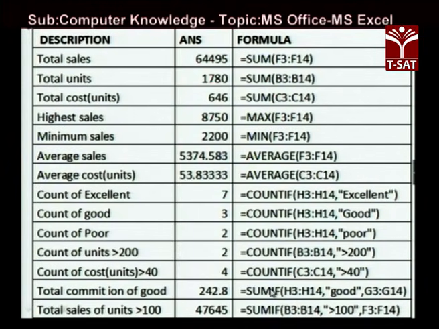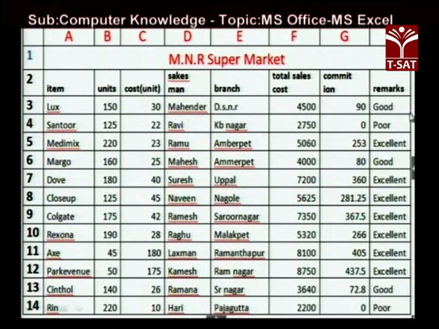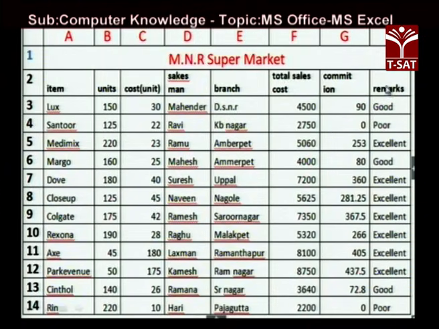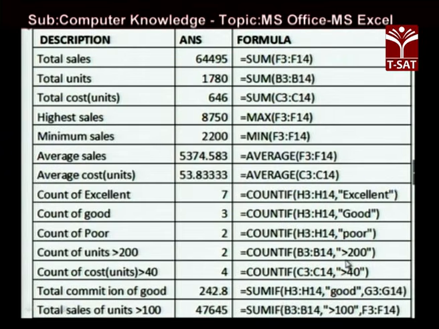Next, SUMIF condition. SUMIF condition is a sum, but an IF condition is also there, that is the condition of H3 to H14, and these are the columns and rows. Total commission of good, how to find out? Here the commission column is there. In this commission column, we only have to calculate the sum for the word excellent. How to calculate: the condition is SUMIF H3 to H14. H3 to H14 is the remarks of this MNR supermarket. So, the remarks of MNR supermarket are excellent, next good.